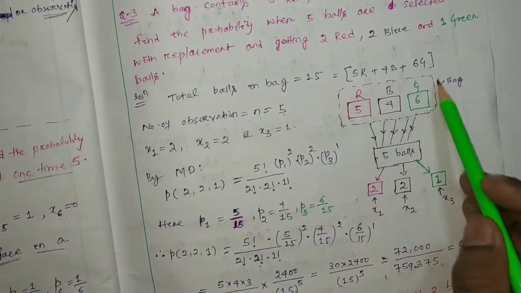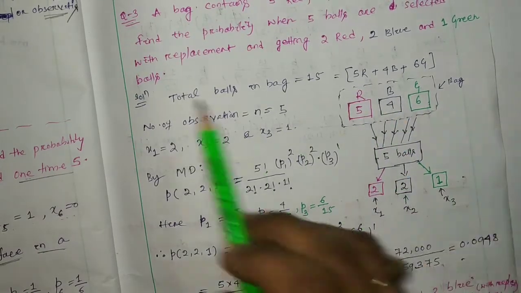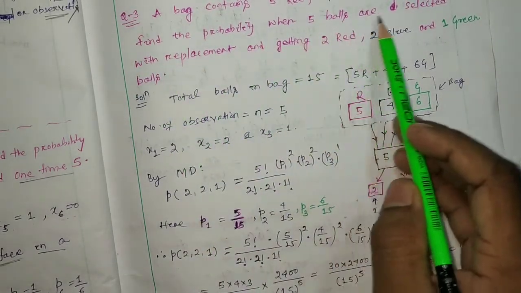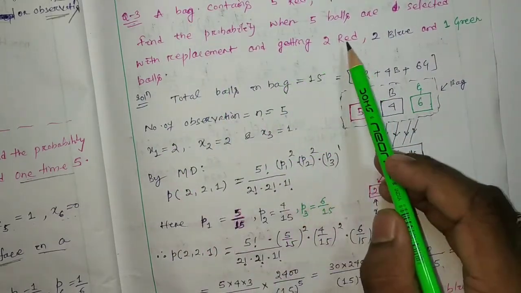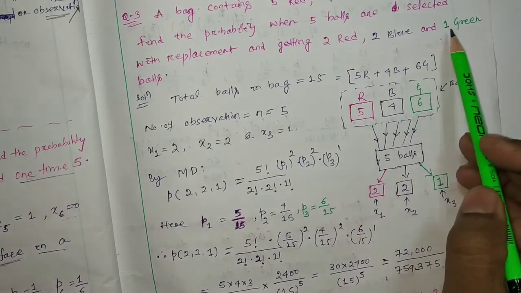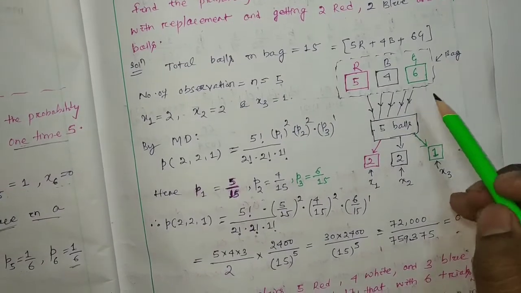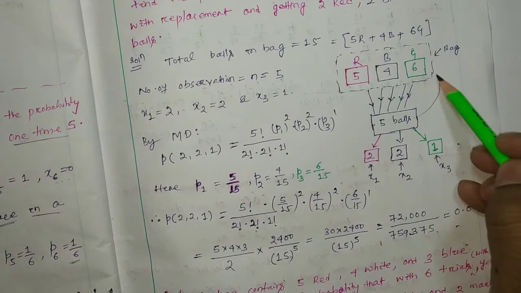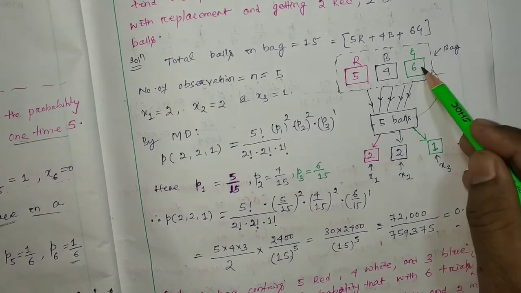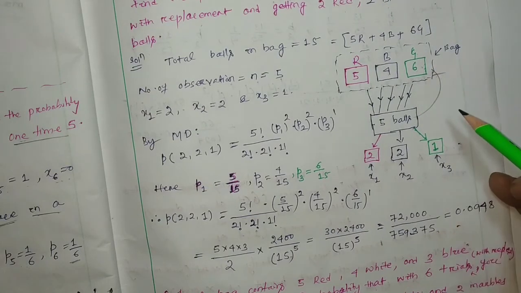This one: a bag contains 5 red balls, 4 blue balls, 6 green balls. Find the probability when 5 balls are selected with replacement and getting 2 red, 2 blue and 1 green ball. So we have to find the probability that we draw 5 balls from this bag with replacement. That means once a ball has been drawn, it is replaced inside the bag, then the second one is drawn, and again replaced, likewise.